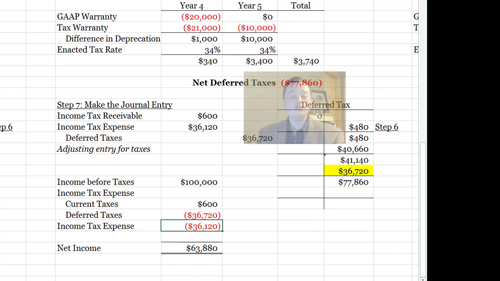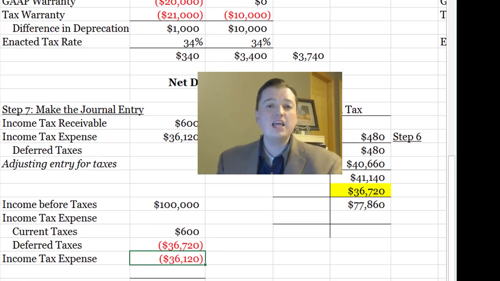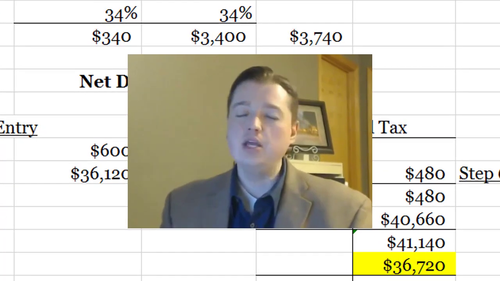Now that takes care of years 1, 2, and 3. We have one more year that we want to look at, but we're going to end this segment and come back to it next time to wrap up our discussion of deferred taxes. We'll see you then.